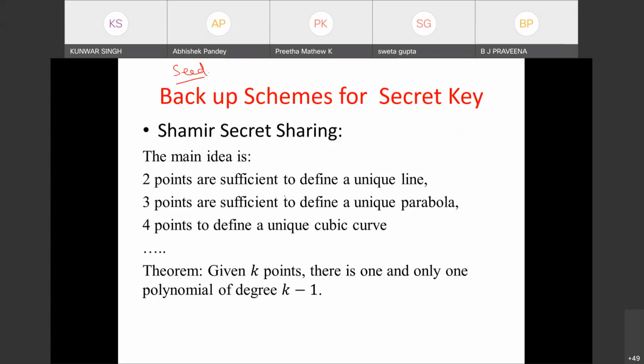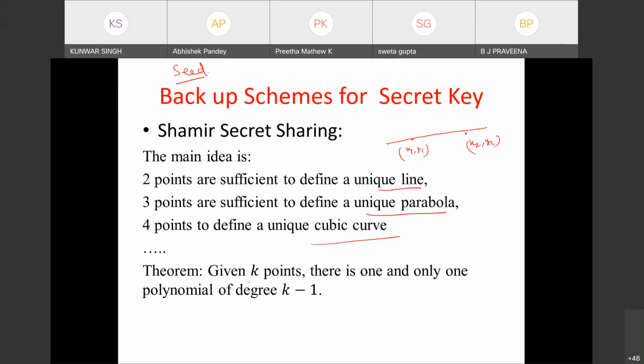The basic idea is, if I give you 2 points, x1, y1, x2, y2, you can define the unique line. From these two, there will be the unique line. Only this line will pass through these two. If I give you 3 points, 3 points will be sufficient to define the unique parabola. If you give 4 points, maybe a cubic curve. So it's like this.